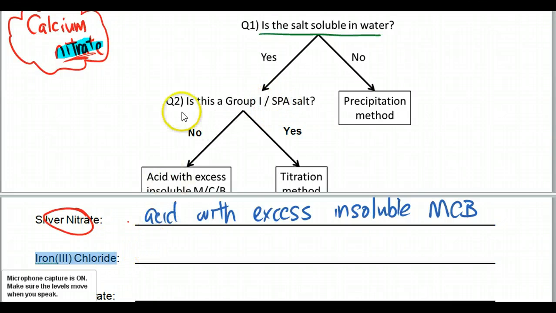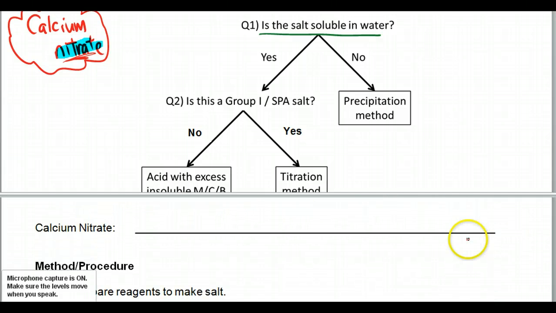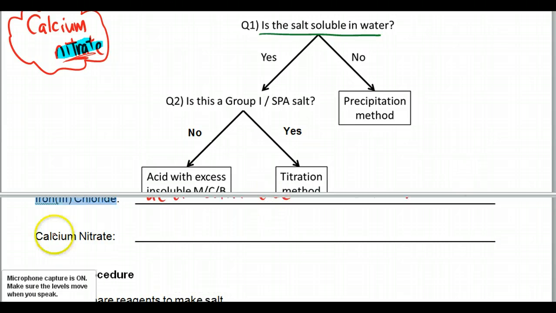So therefore, it will be the same method again, which is acid with excess insoluble MCB. Okay, next one, once again, rather than using calcium nitrate, let's try something else. Maybe we try sodium nitrate.